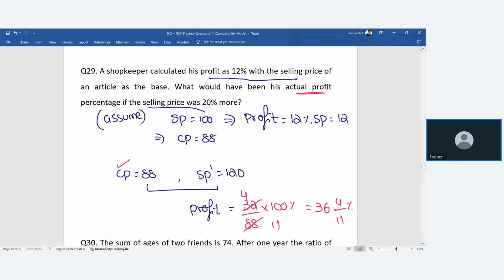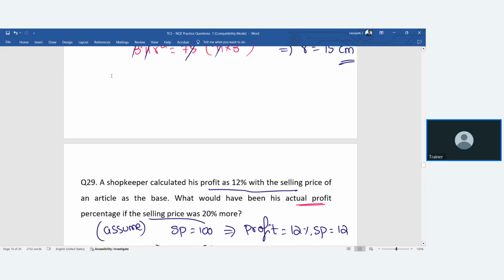Sir, if it is fill in the blank, then what do we have to do? We have to round off to 2 decimals. So 4 by 11 is nothing but 0.36. We can write this as 36.36%. As it is fill in the blank, percentage they mentioned, you have to type 36.36 in the empty space they have given.